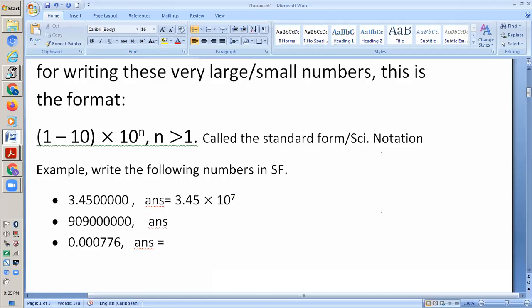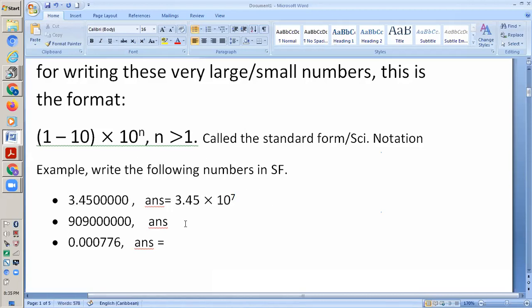So class, if I go X amount of units to the left, it's positive. If I go X amount of units to the right, it will be what? Negative. It will be negative. All right.